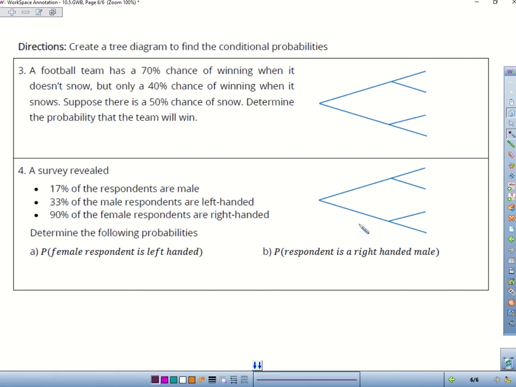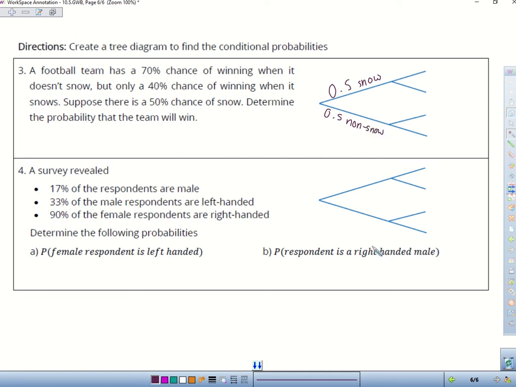A football team has a 70% chance of winning when it doesn't snow, but only a 40% chance of winning when it snows. Suppose there is a 50% chance of snow. Determine the probability that the team will win. So, we're talking about snow versus no snow, winning versus not winning. Which of these things is going to occur first? Snow. See how the question is written in an out of order way? The chance of snow versus no snow is 50-50. So we got the chance of snow, and then we have the chance of no snow. Does everybody see why those are even?